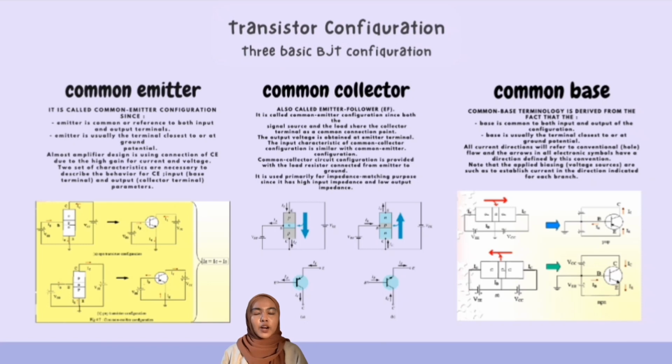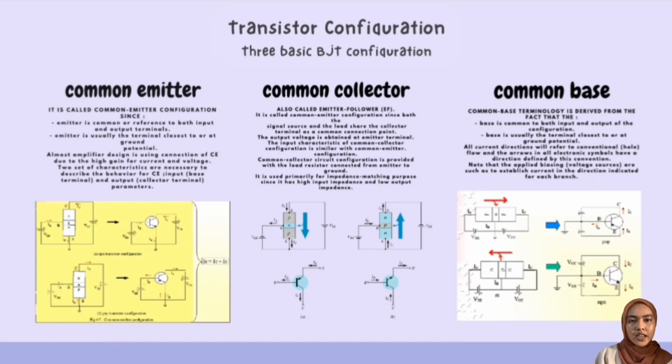The next type of BJT is common collector. Common collector is called so since both the signal source and the load share the collector terminal as a common connection point. The output voltage is obtained at emitter terminal. The input characteristic of common collector configuration is provided with the load resistor connected from emitter to ground. It is used primarily for high input impedance and low output impedance.